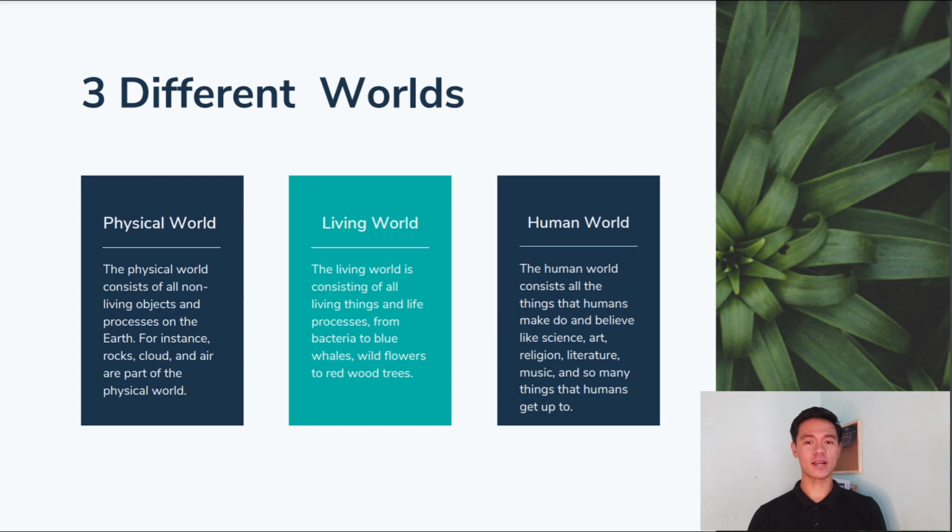So we must describe our own world. And here it is. The human world consists of all the things that humans make, do, and believe, like science, art, religion, literature, music, and so many things that humans get up to.